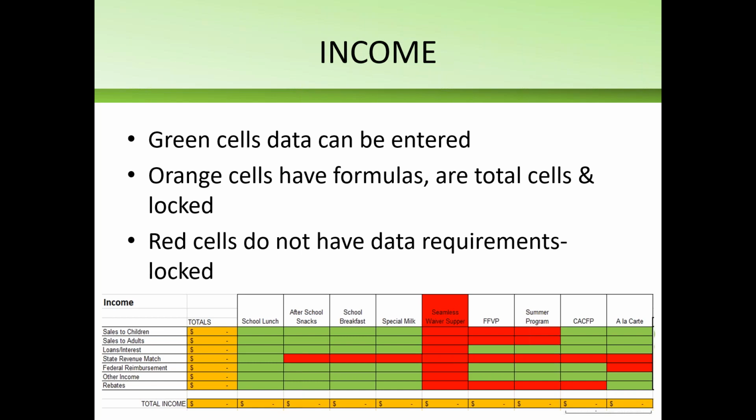And then to the left, you'll see the orange cells, yellow cells, you choose the color. Those are formulas. So whatever you enter for school lunch sales to children, school breakfast sales to children, will total into that cell. The red cells and the yellow cells are locked. They're password protected. You cannot change them. If you try to type in those, it will give you an error message.